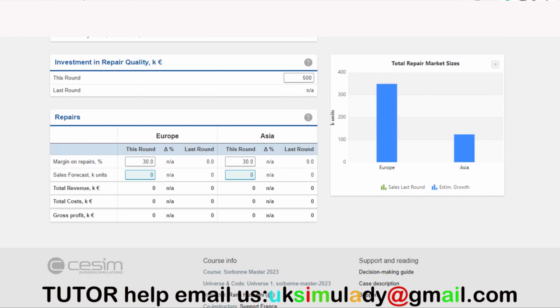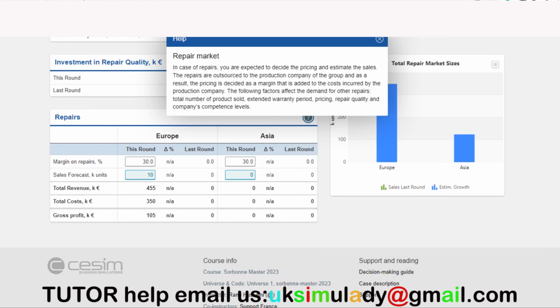In this case, we have a customer care department. Besides repairing phones based on warranty and also after warranty has lapsed for a fee, you also have to invest in these facilities. Investment is necessary since it will improve the quality of the repairs as well as the capacity. The amount of investment mostly depends on cash flow. Usually, the larger the cash flow, the larger the investment. For the repairs, we will offer 30% margins on repair for both Asia and Europe.